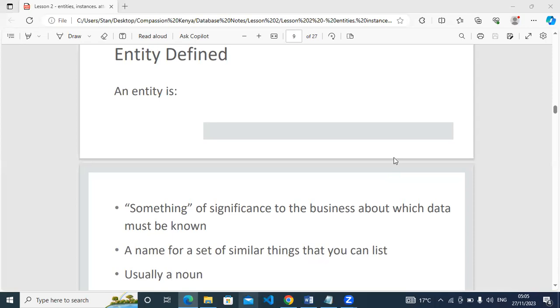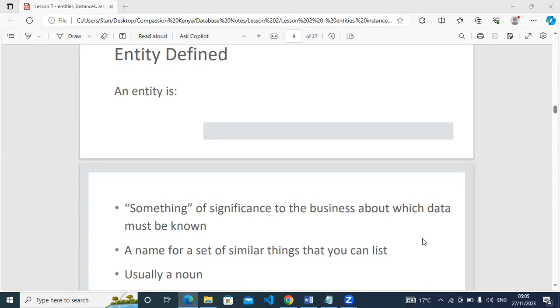We are going to look at entities, attributes, and instances. Having understood what a database is, what data is, and what information is, we now look at what an entity is. We normally say an entity is something of significance to the business about which data must be known.